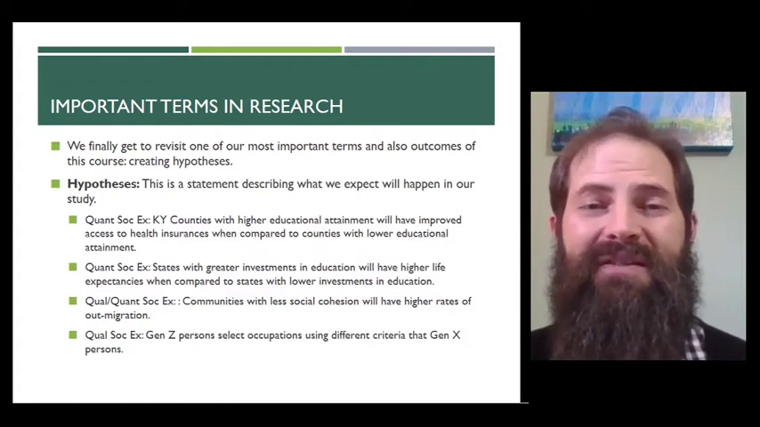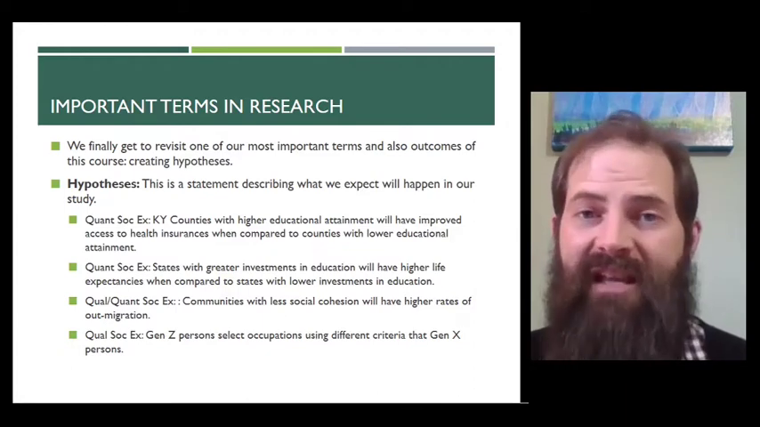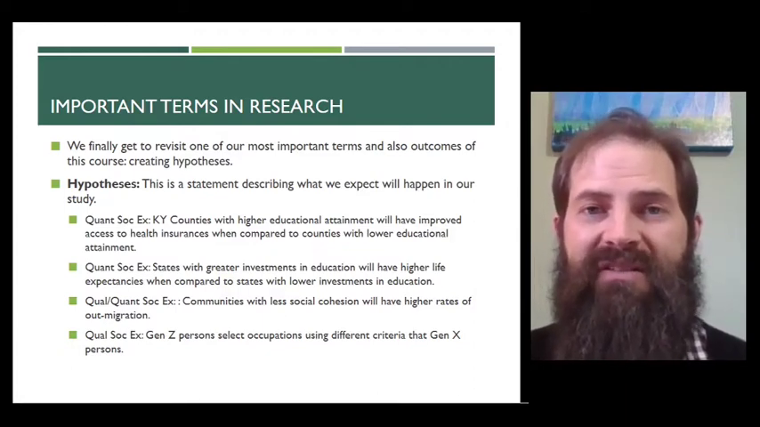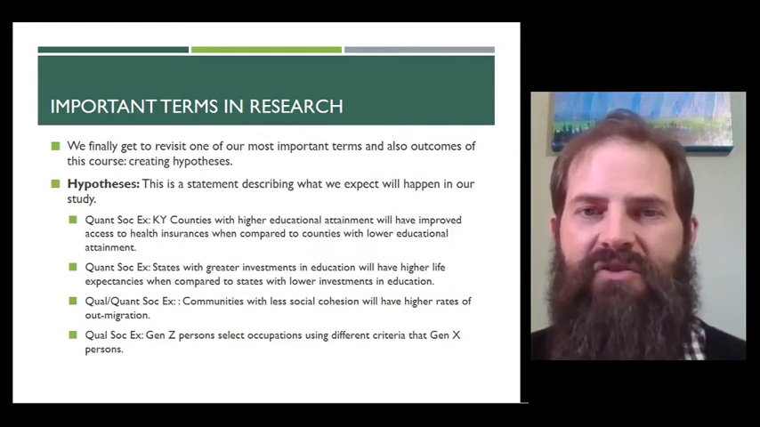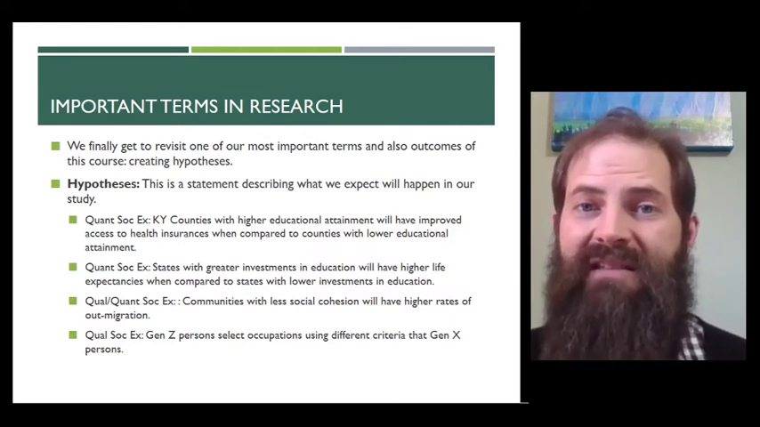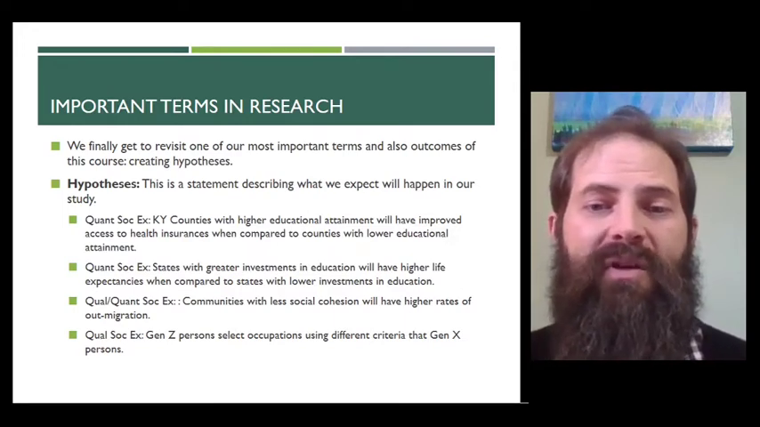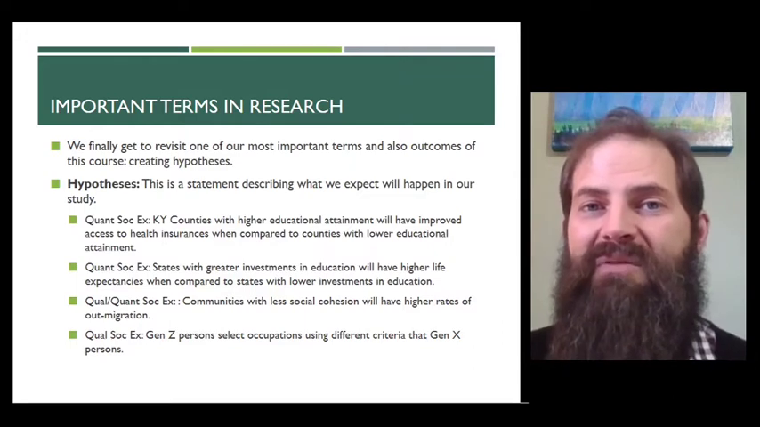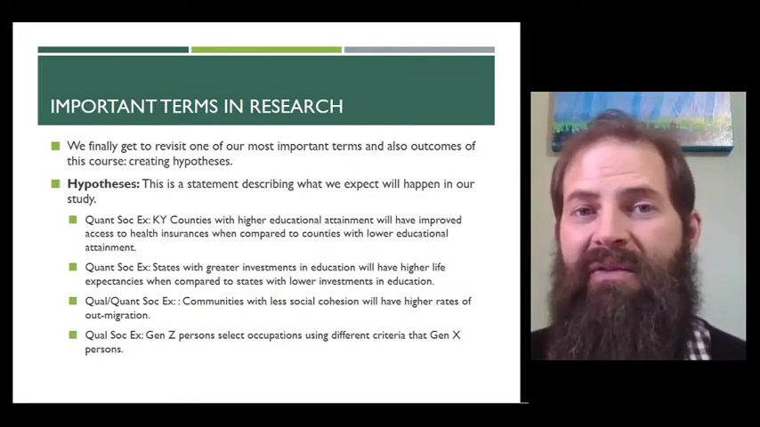With hypotheses, we could start them by saying, I hypothesize, and then we're making a statement of fact. And what we're going to do in this statement of fact is state a relationship. So in this example, Kentucky counties with higher educational attainment will have improved access to health insurance. Now that's my statement of fact. Now notice what happens in the last half of this, when compared to counties with lower educational attainment. So what I'm doing is making a statement of fact, and then I'm following it with a comparison.